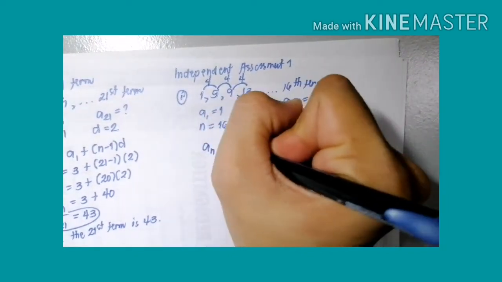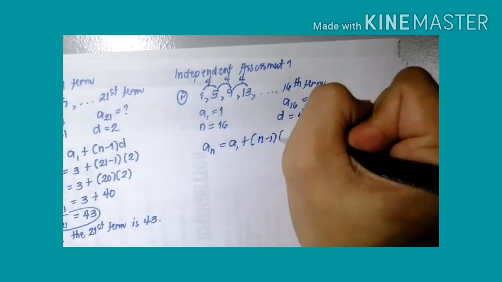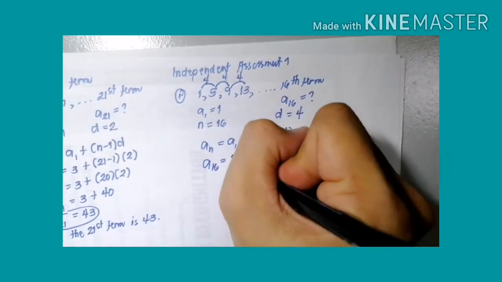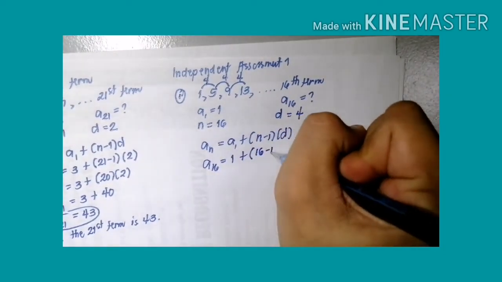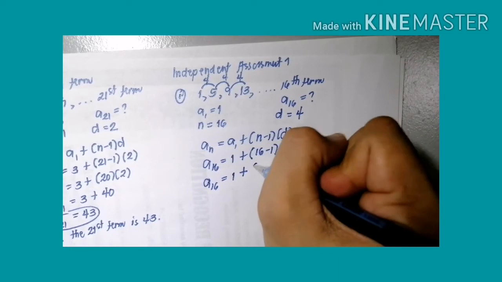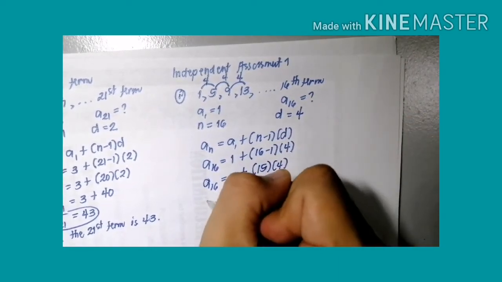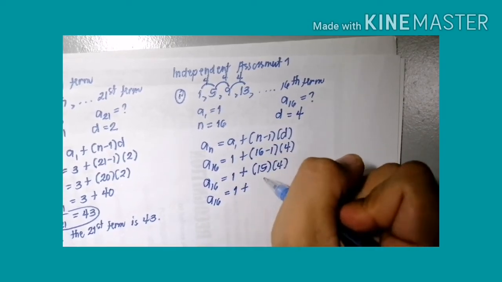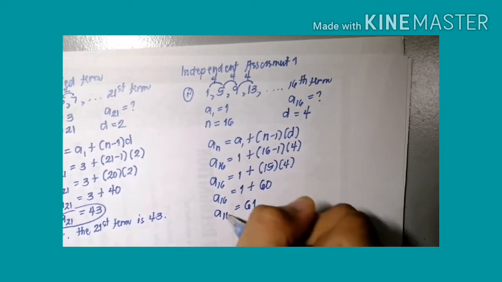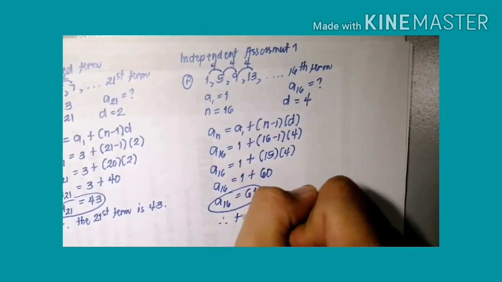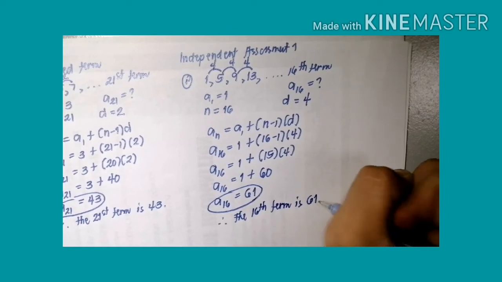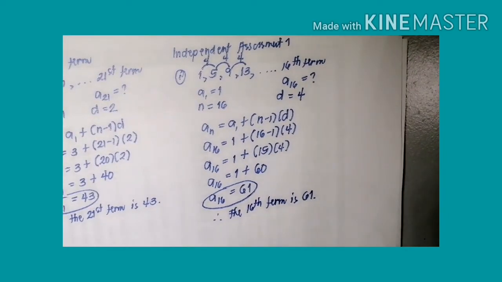Now using the formula, a sub n is equal to a sub 1 plus n minus 1 times d. So I have a sub 16 is equal to a sub 1, which is 1, plus 16 minus 1 times 4. We have a sub 16 is equal to 1 plus 16 minus 1 is 15 times 4. So using the MDAS rule, we need to multiply first 15 and 4. 15 times 4 is 60. And then add 1 and 60. A sub 16 therefore is 61. So therefore, the 16th term is 61. So you can now answer the rest of the activity.